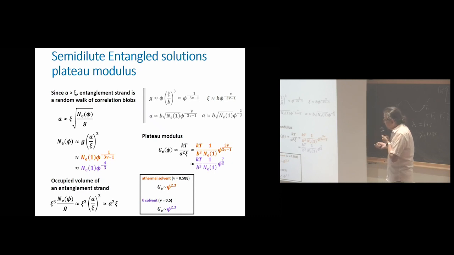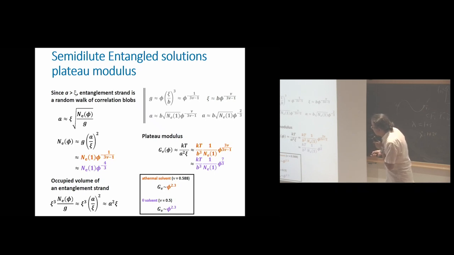So this entanglement strand in the tube A is a Rouse chain, in fact a random walk of correlation blobs. Again, this relation for the Rouse size is the product of monomer size and its number with a root. We know the dependence of these parameters G and A also and phi, so we can write NE phi as a function of G to have its concentration dependence.